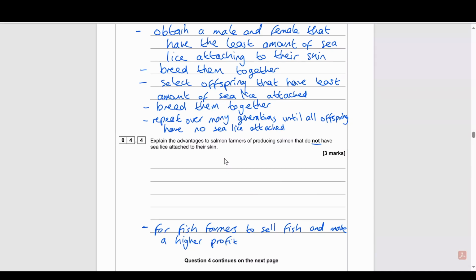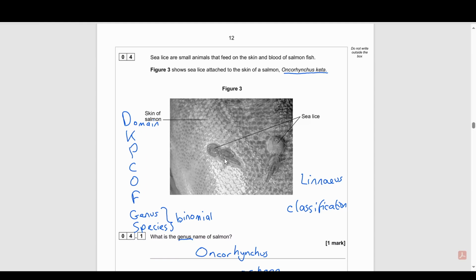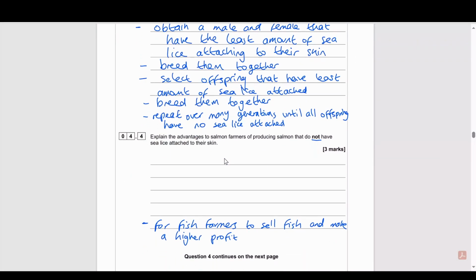Now the question is, they're still going to be having salmon even if they don't carry out this selective breeding. So how will they be able to generate a higher profit if these salmon are not having any sea lice attached? Well, if we go back to the beginning part of the question, it says that the sea lice are small animals that feed on the skin and blood of salmon fish. So every time a sea louse attaches to the salmon, it's going to be taking the blood from the salmon. Now, what should be traveling in the blood of that fish? It really should be oxygen.